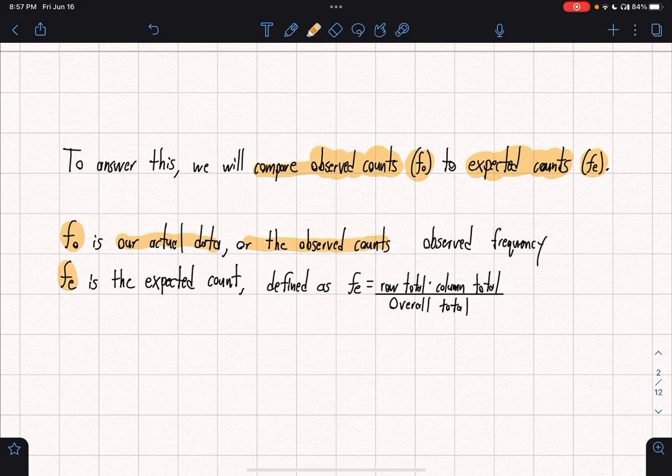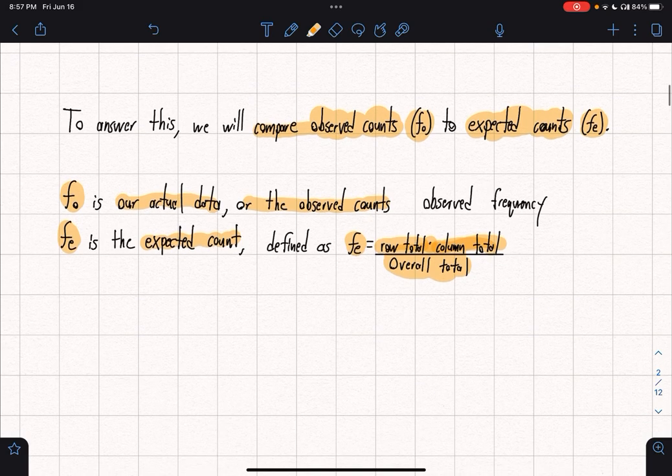And FE is the expected count, or the expected frequency, and it's just going to be defined as the row total times the column total, so that's a multiplication, divided by the overall total in the data set. So we're just going to have our contingency table of observed or actual data values, and then we're going to create an expected table, and then we're going to take the difference between those, and that's going to define our chi-square test statistic.